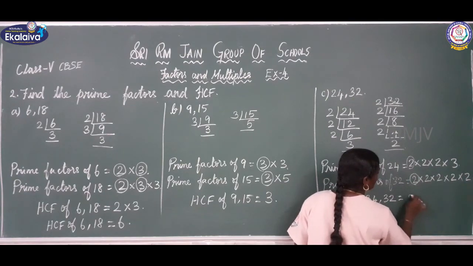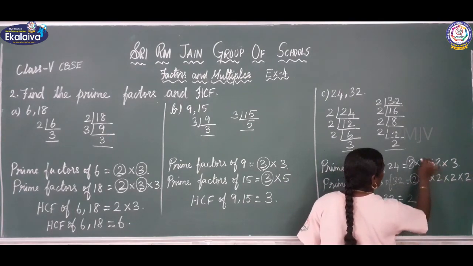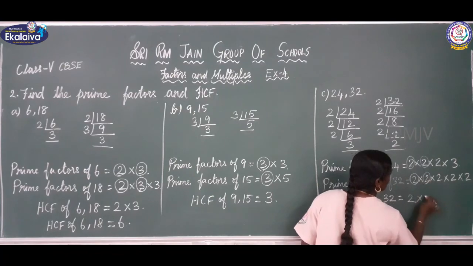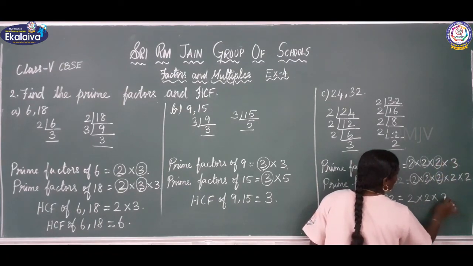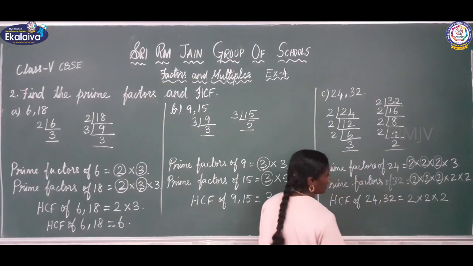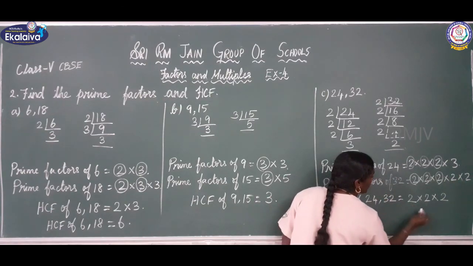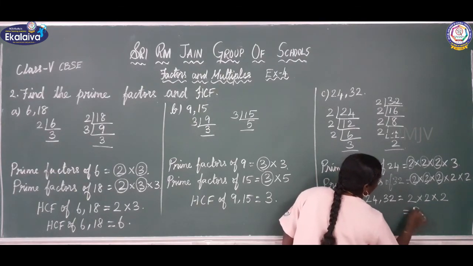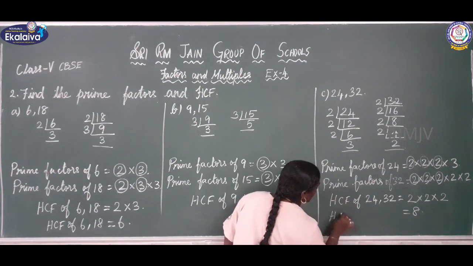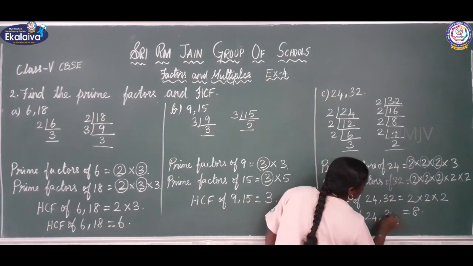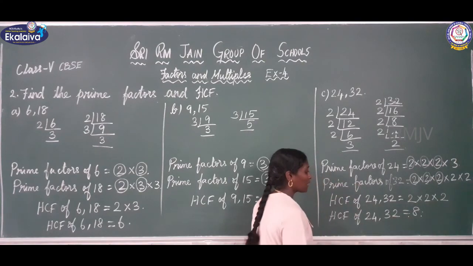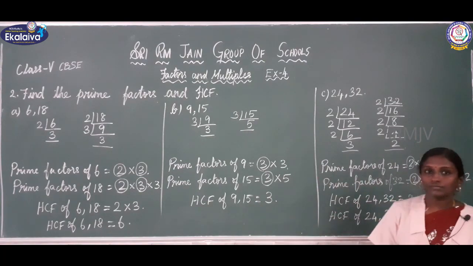Here 2, again 2, again 2. That's all, no more common factors. So here we have to multiply 2 into 2, 4, 4 into 2, 8. So HCF, highest common factor of 24 and 32 is 8. Was it clear, children?